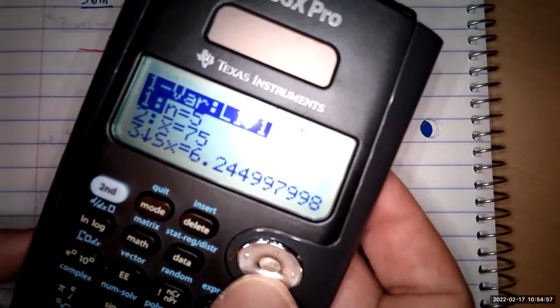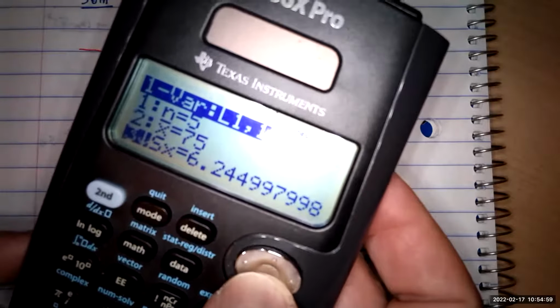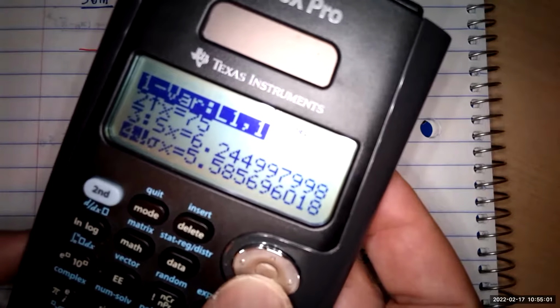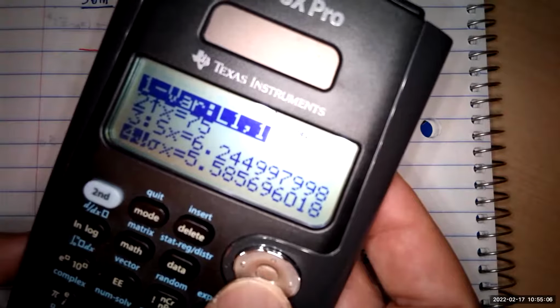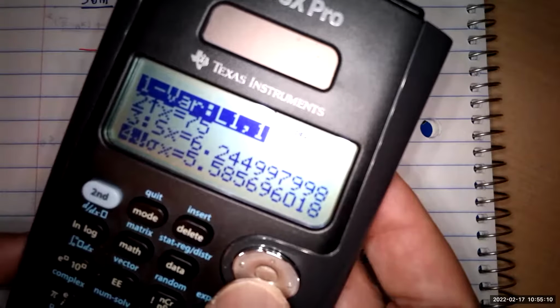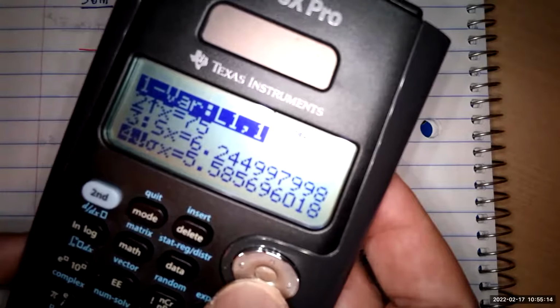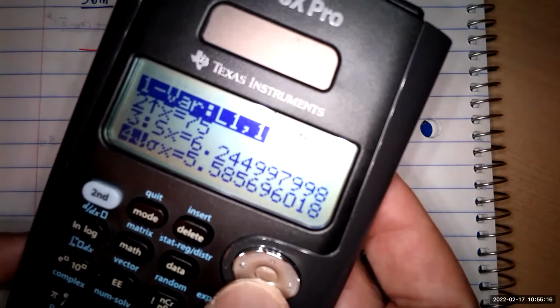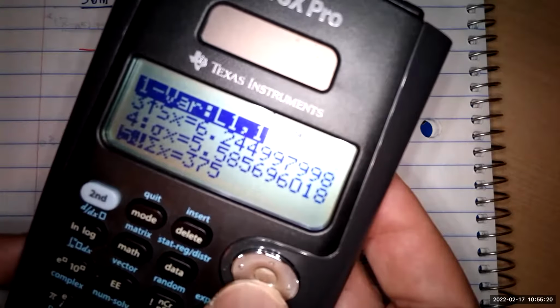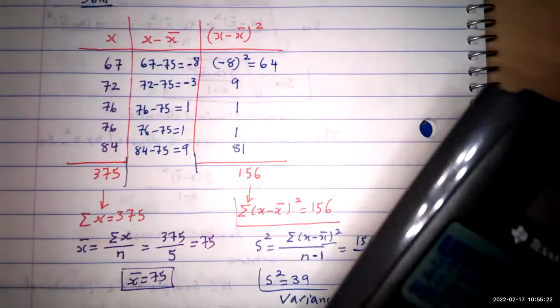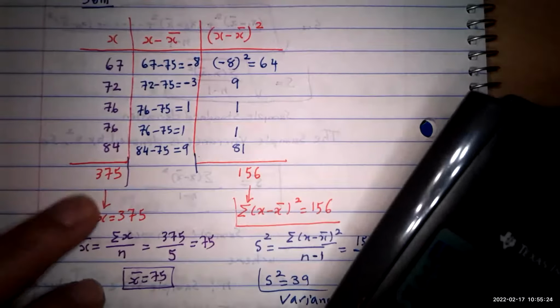Okay, and that gives you more. You see this next one, sigma X, is what we call the population standard deviation later on. We divide by n minus 1, you get 6.2 for the sample. In future, we divide by 5, that gives us 5.5, but we don't need this one. Okay, more. This is sigma X, 375, that we got over here. So this is the 375 that we have.